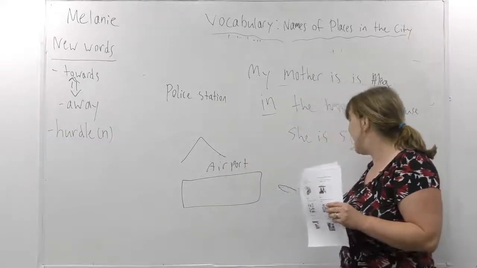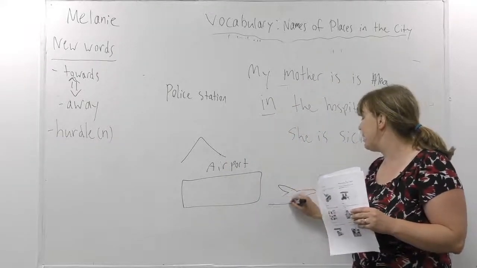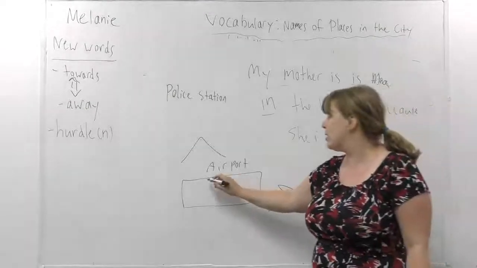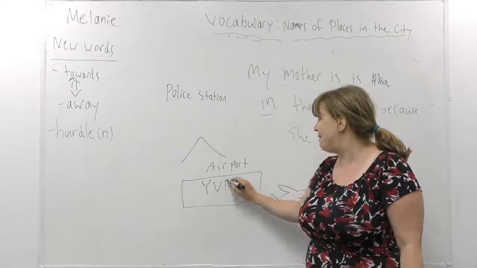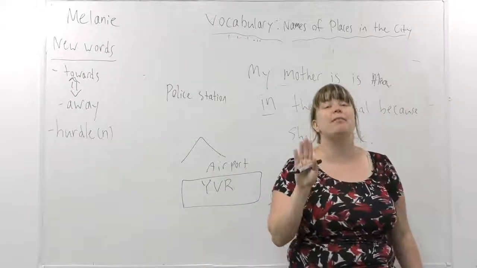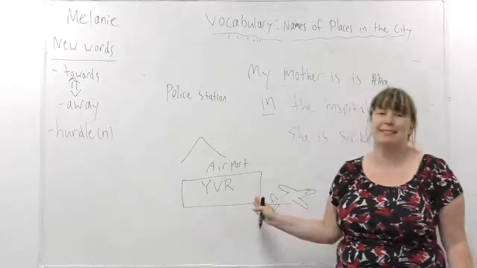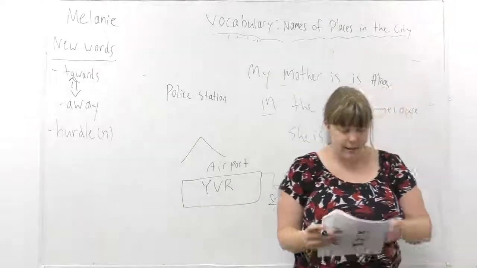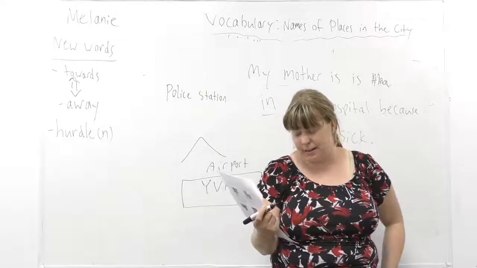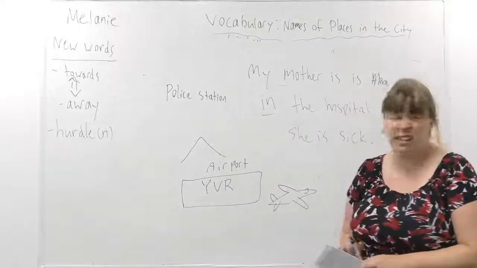So when you come to Canada, the very first place you come to is the airport. You know, it's called YVR. So maybe this is the first place you have ever been. Okay, in Canada that is. And what else do we have? Hotel. I forgot to do hotel.